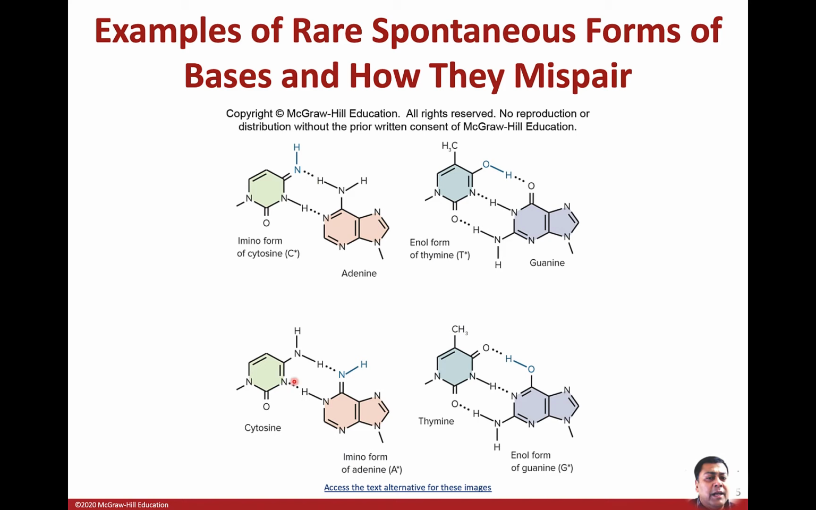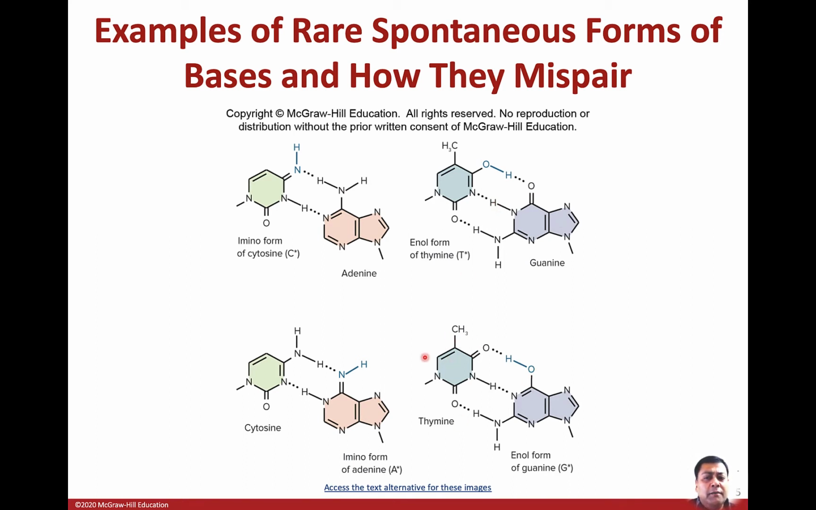So either cytosine or adenine, if they change from their amino form to the imino form, then they can cause this aberrant hydrogen bond formation, and this is a transition between them, and this causes a problem, and this will lead to the mutation. On the other hand, there is another type of tautomerization which can lead to this problem.